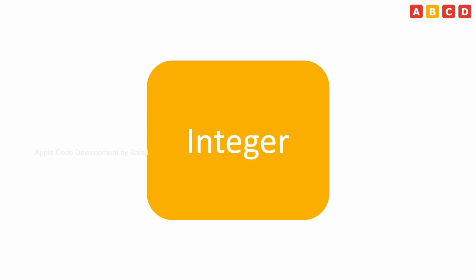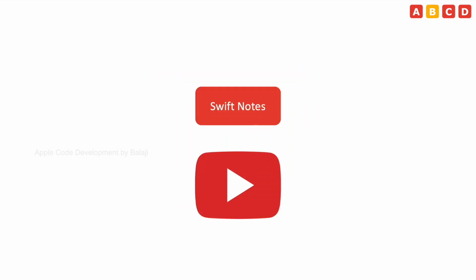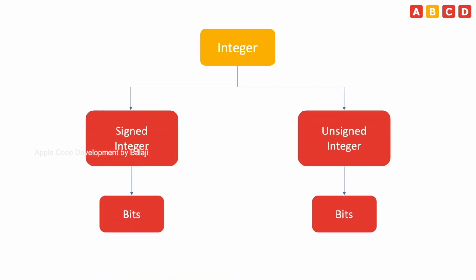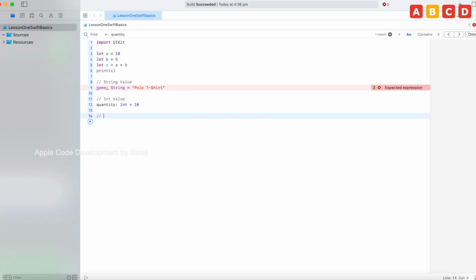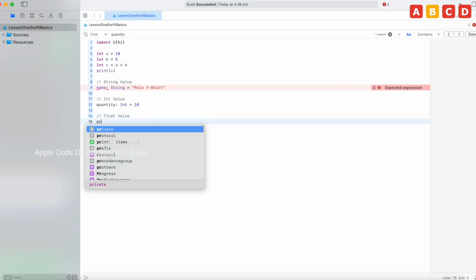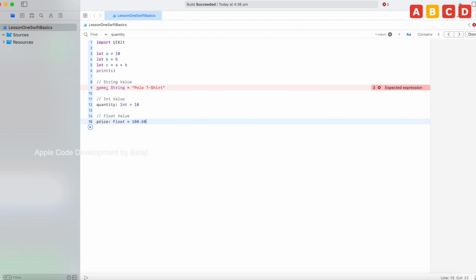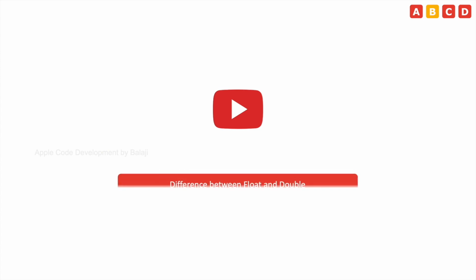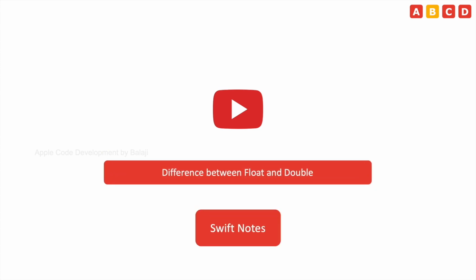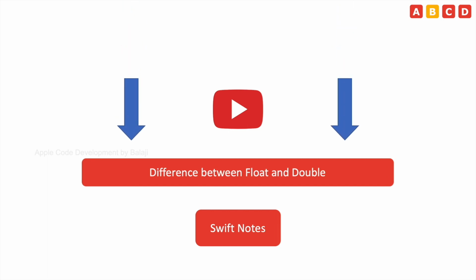Regarding the integer, I have added a detailed video in the Swift Notes playlist. So if you want to know different types of integers, please watch the different types of integers, signed, unsigned and their bitwise types video. Link in the description. Similarly, the price is declared as Float like this. Why not Double? And what's the difference between float and double? I have posted a quick catch-up video for the difference between float and double in the Swift Notes playlist. Link in the description, please check it.